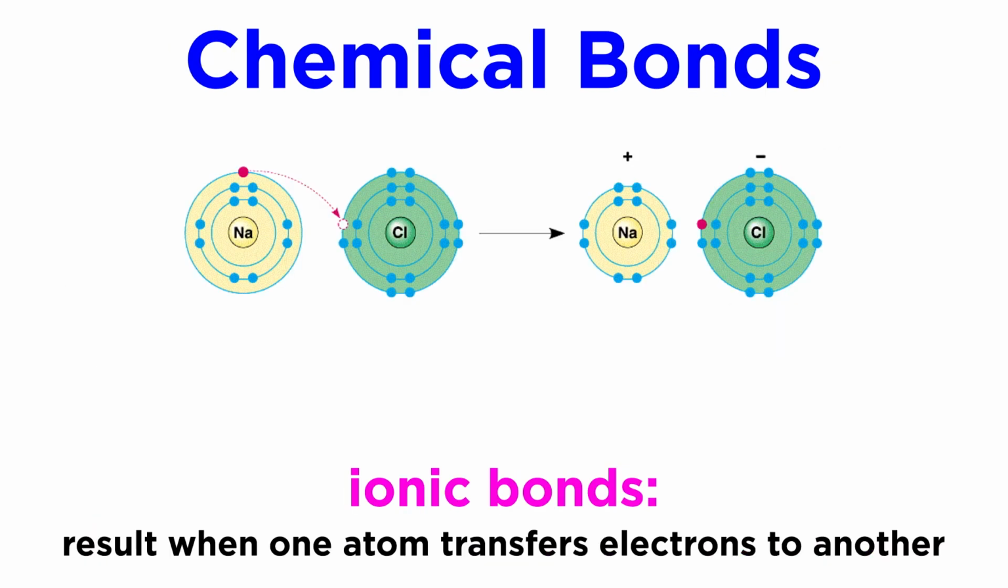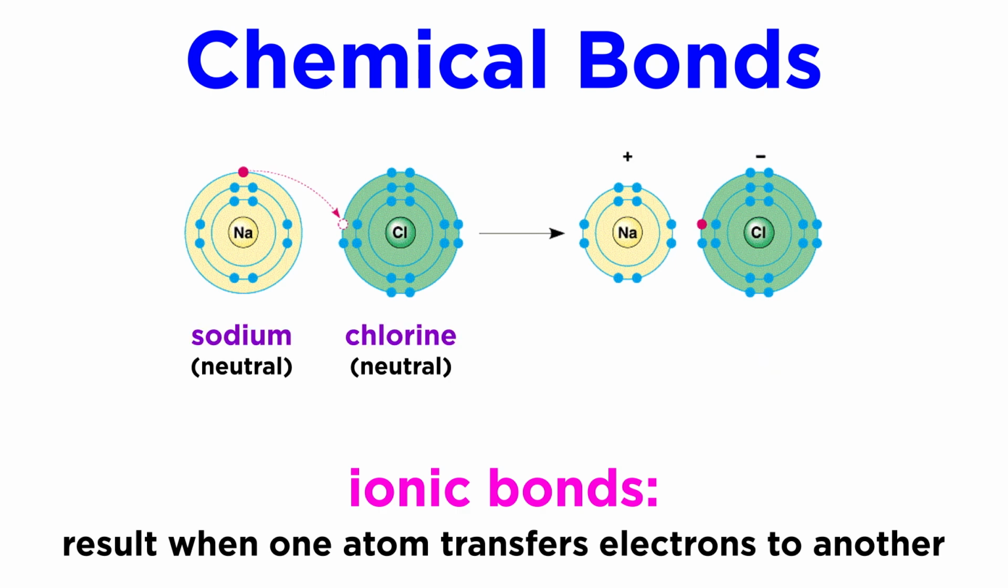Another type of chemical bond is the ionic bond. Whereas covalent bonds involve shared electrons, ionic bonds involve a transfer of electrons from one atom to another, which will result in ions. An ion is an atom or molecule with a formal electric charge, either positive or negative. This will happen when a neutral atom or molecule gains or loses electrons.